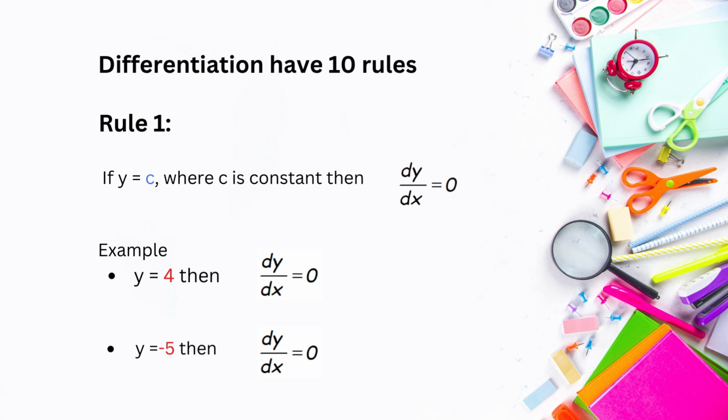Rule 1. If y equals c, where c is a constant, then we differentiate it to 0. When the number has no x, then just make it 0. For example, 4 will become 0, same with negative 5. When differentiated, it also becomes 0.